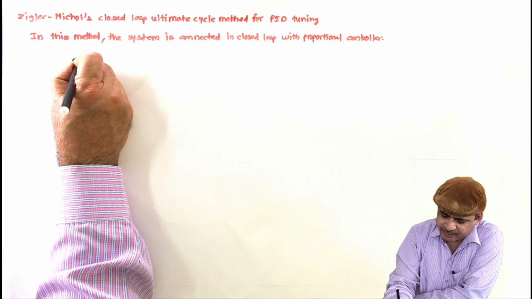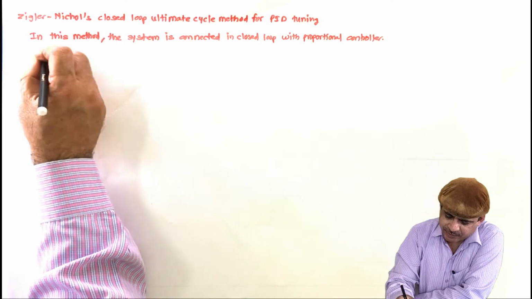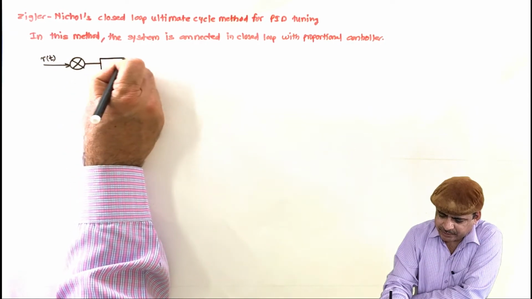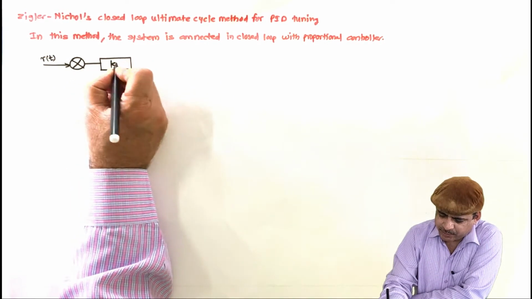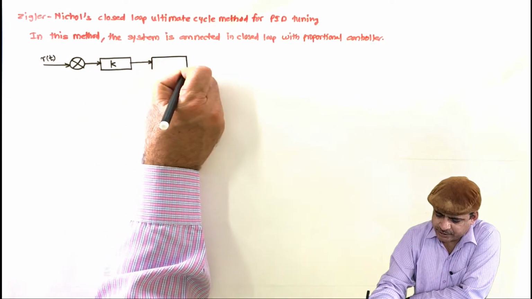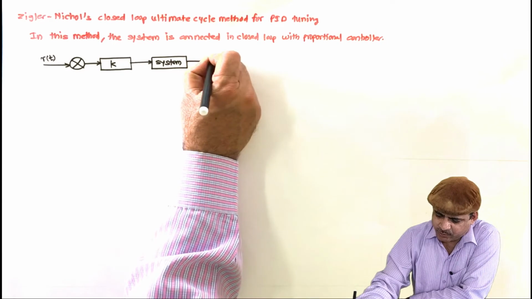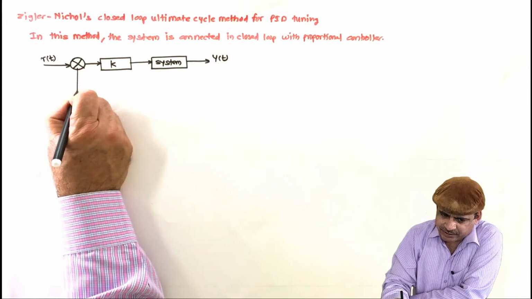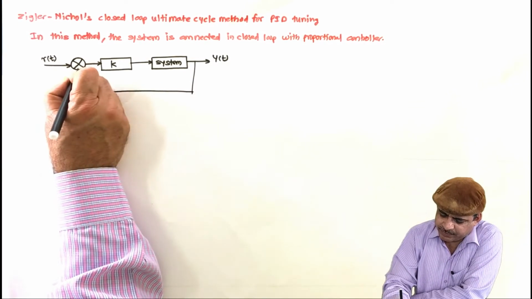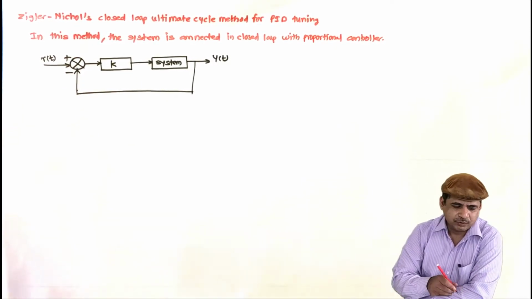So here we will apply a step input, unit step, then this is a proportional controller, and here we have a system whose model is not known, and even we are not interested in finding out the model if we don't have it. Just let us conduct the experiment in closed loop, and that will give us the parameters to find out the tuning parameters.